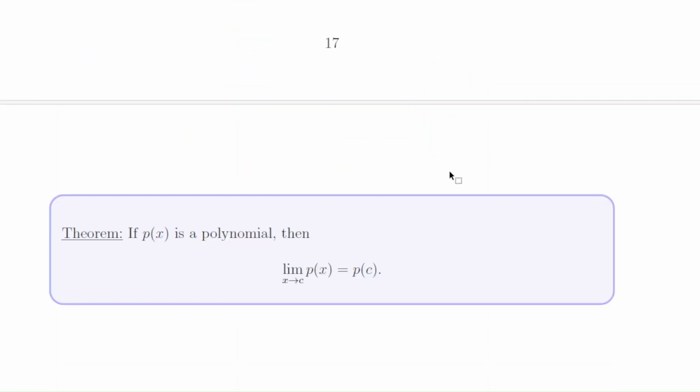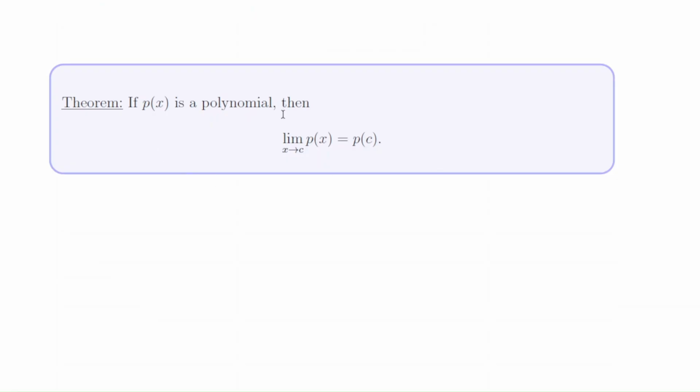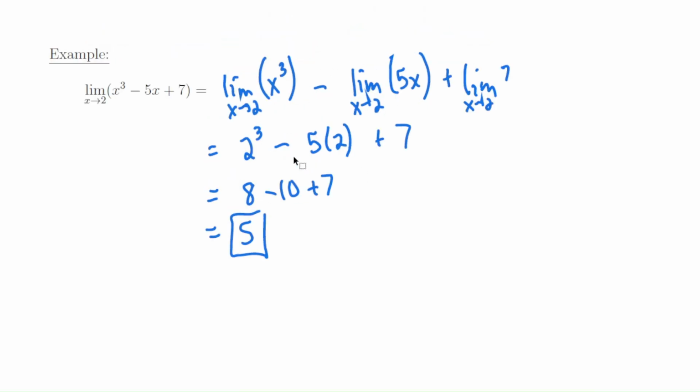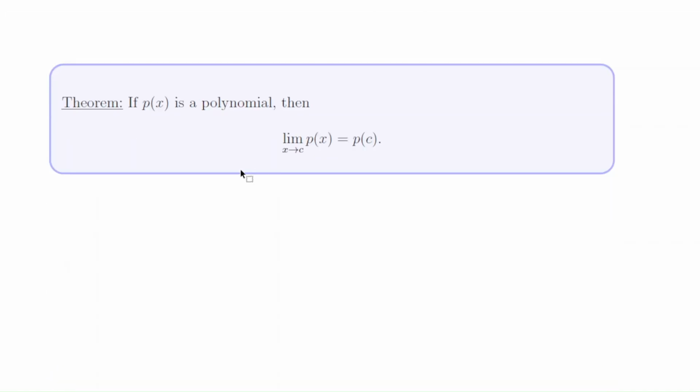In fact, that's the content of this next theorem. If p of x is a polynomial, then the limit as x approaches c of p of x is just p of c. So in other words, if you have just a polynomial, you can just plug in the value of c. So you don't have to do all this nonsense over and over again, right? Just plug in the value and it'll give you the correct answer if you're dealing with a polynomial.